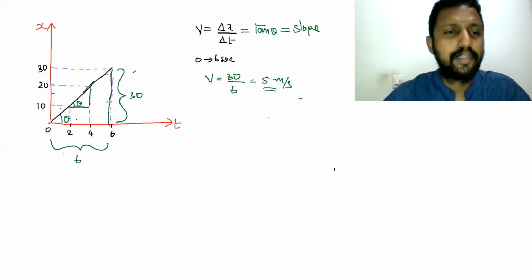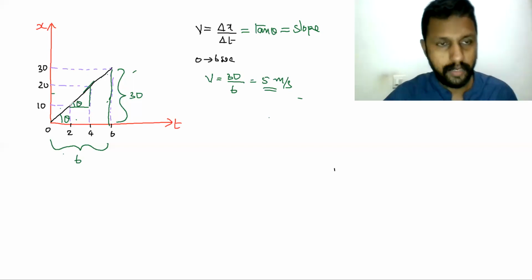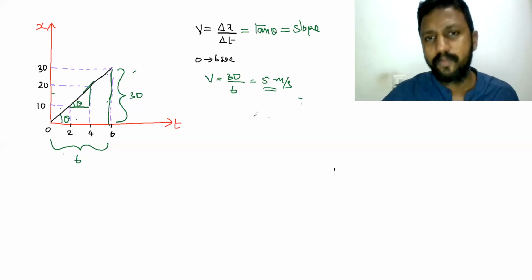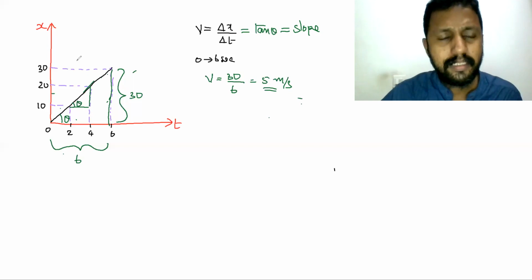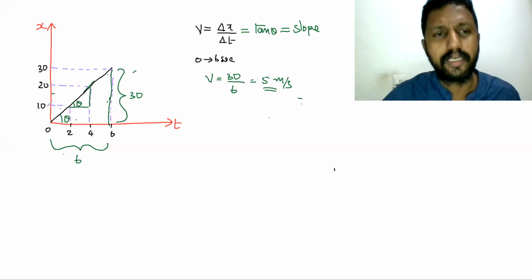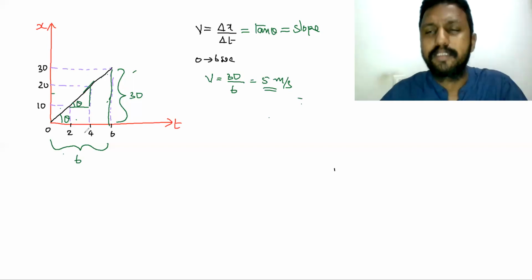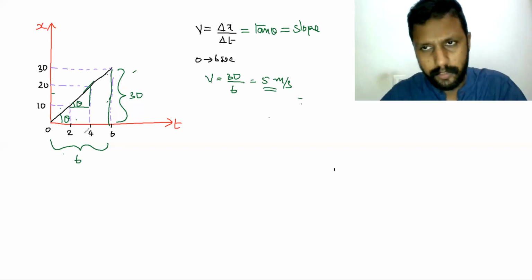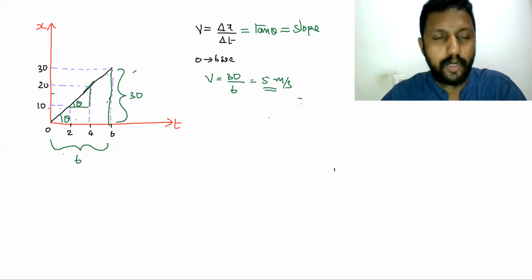The velocity between the time interval 0 to 4 is also 5 meter per second. The velocity between the time interval 2 to 4, or position 10 to 20, is also 5 meter per second. Therefore, this substance is executing a uniform motion. That means the substance is moving with a constant velocity.